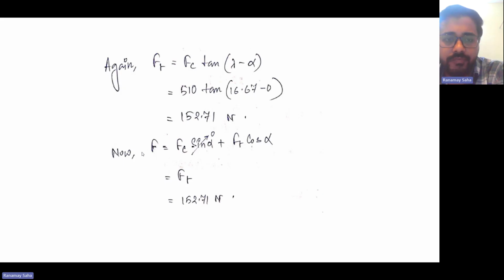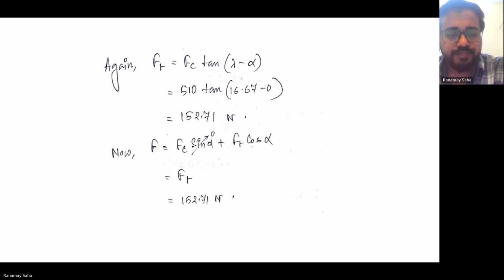So now you can find the friction force. Sine of a right angle is 0. So sine of 0 is 0. That means we are left with the Ft cos alpha, and cos of 0 is 1, so this becomes equal to Ft, which is 150.71 newton. The angle is 0, so the friction force as an actual force is 152.71 newton.